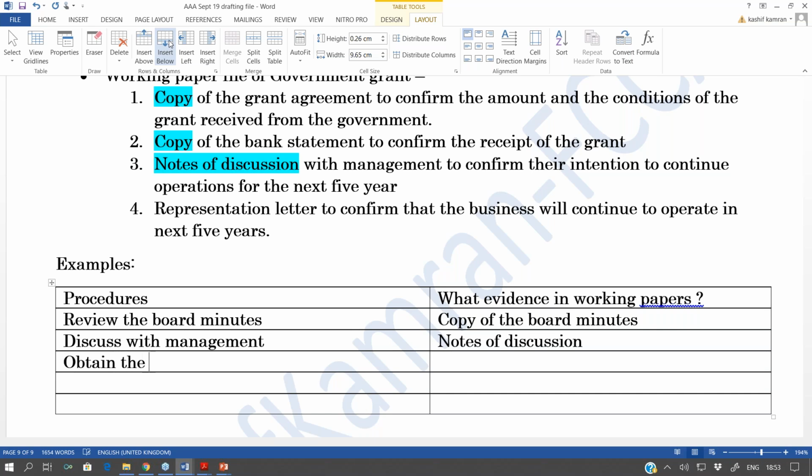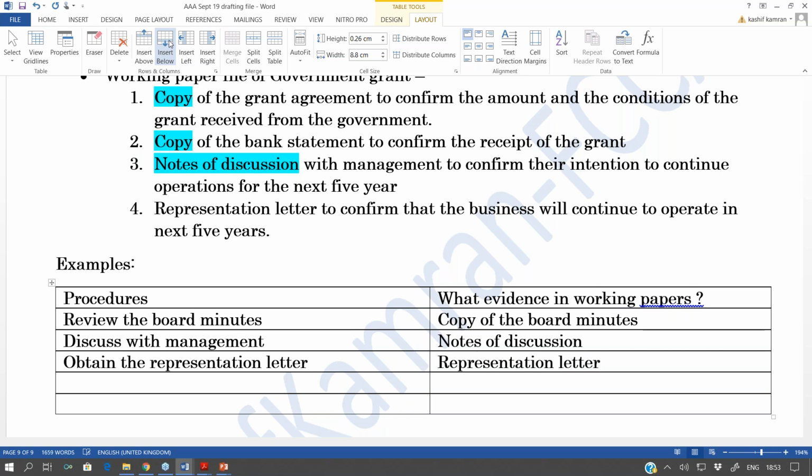Okay, if I say obtain the representation letter, obtain the representation letter. So obtain means a procedure, right? Obtain the representation letter from the management. What evidence will I have in my file? Just the representation letter.